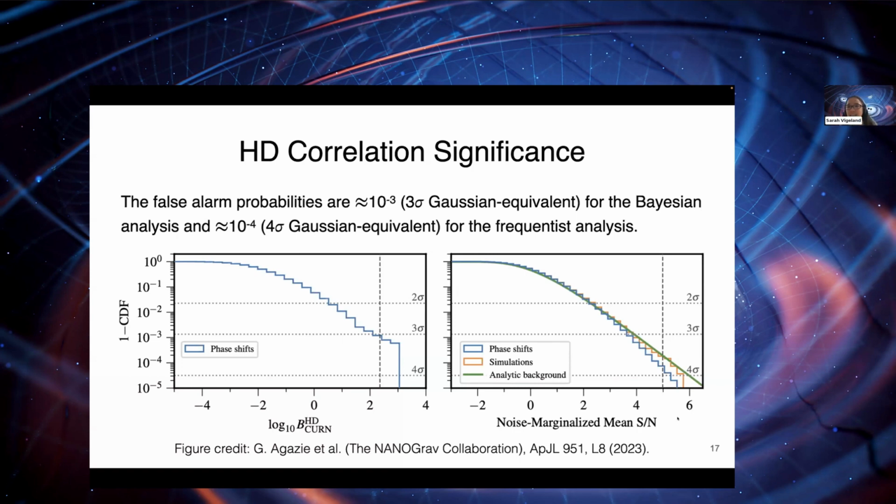For the optimal statistic, we also computed the background estimation two other ways. One, using simulations where we simulate data sets with only common uncorrelated red noise and no correlations present. The other way was we actually analytically calculated the background distribution, which follows a generalized chi-squared distribution. All of these methods agree well, and from that we conclude that the significance of the correlations is between 3 and 4 sigma, depending on the analysis method and the method of background estimation.